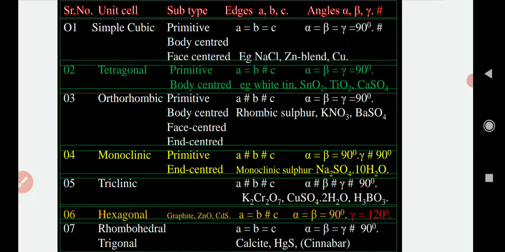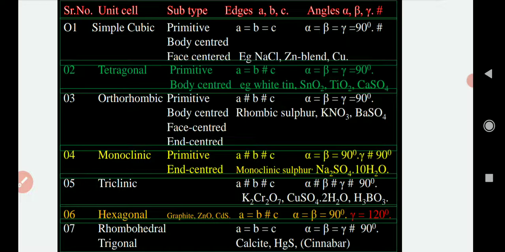Monoclinic unit cell has A not equal to B not equal to C, alpha and beta angles equal to 90 degree and gamma not equal to 90 degree. Triclinic has all the 3 sides unequal and all the 3 angles unequal and even not equal to 90 degree.